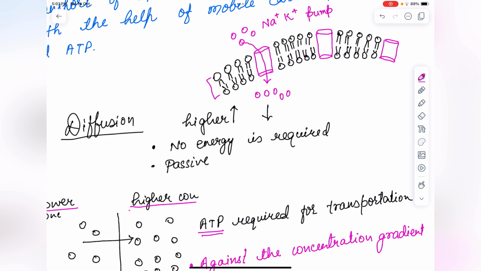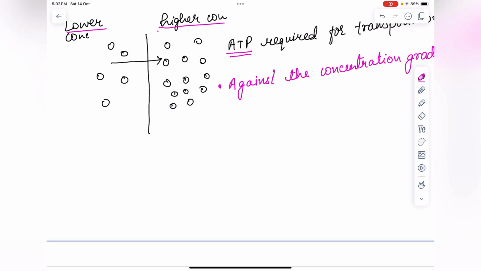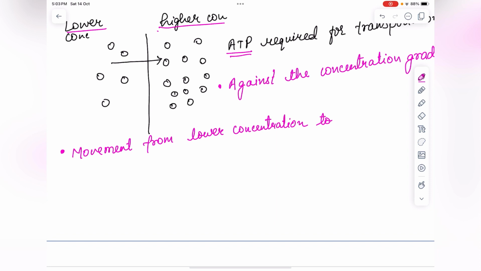The movement of molecules from lower concentration to the higher concentration is called uphill transport.